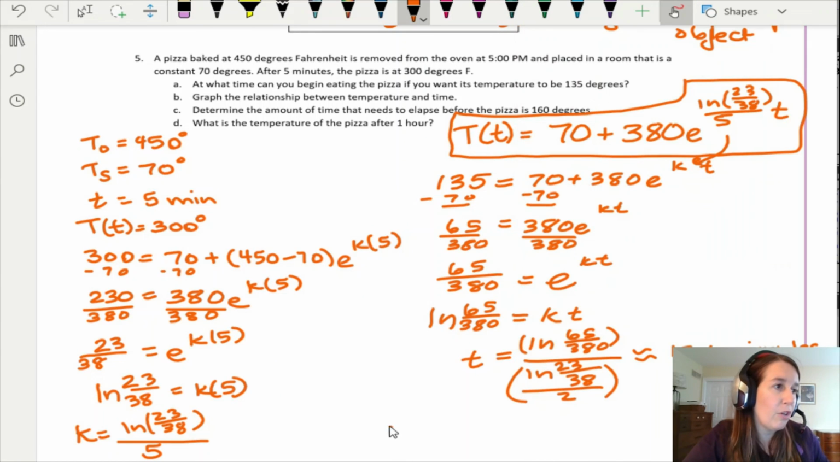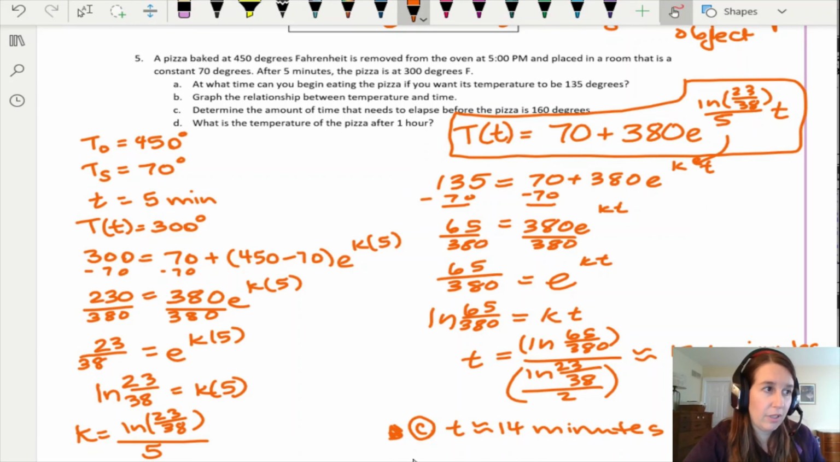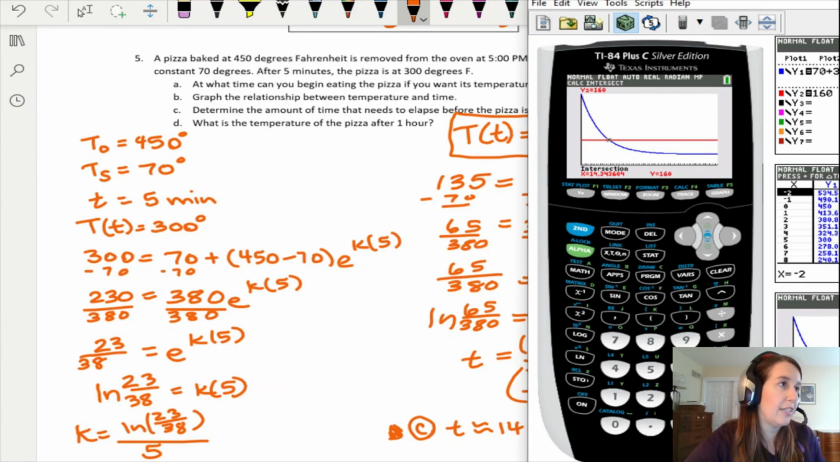Okay, so I'm going to write that on my paper. This is actually part C. T is about 14 minutes. And that's from the graph. Okay, so I'm not doing that algebraically right now. All right, and then finally it says, what's the temperature of the pizza after an hour?